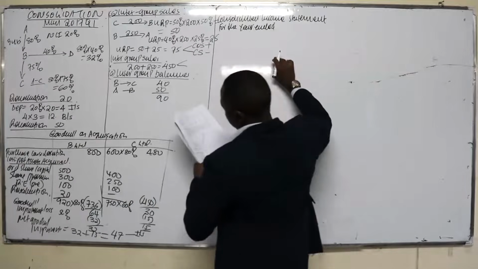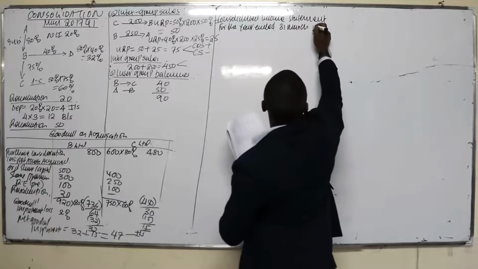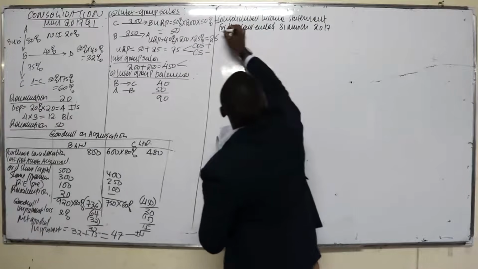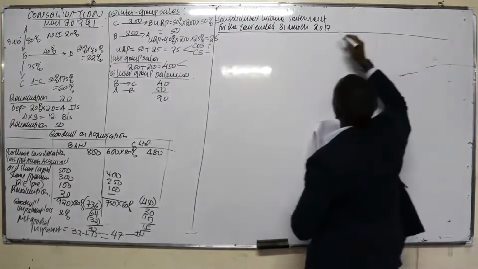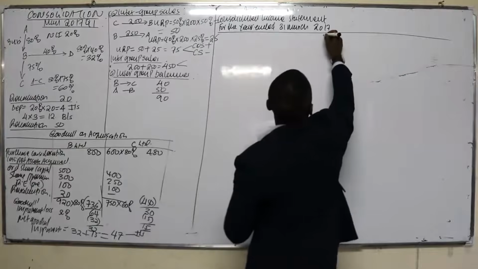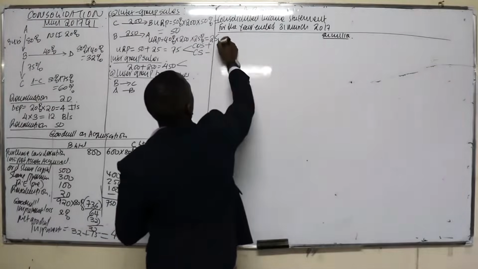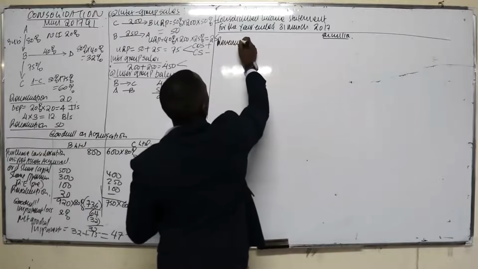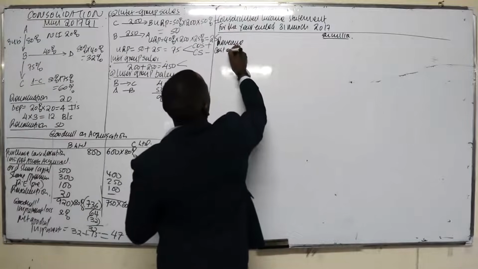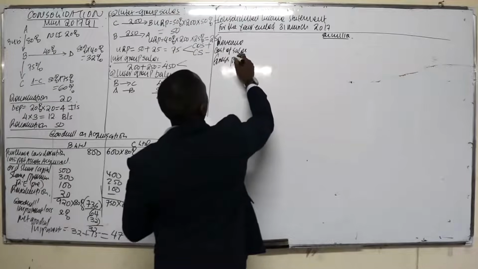For the year ended 31st of March 2017. Our shillings are in millions. We have revenue, you raise cost of sales, and that's how you get gross profit.